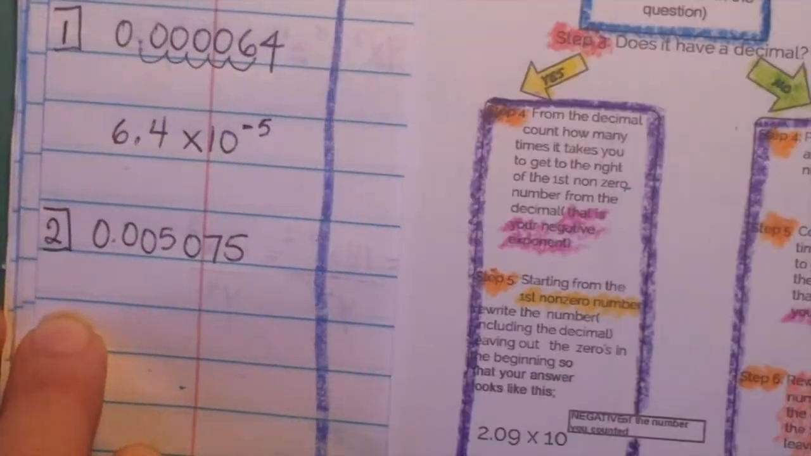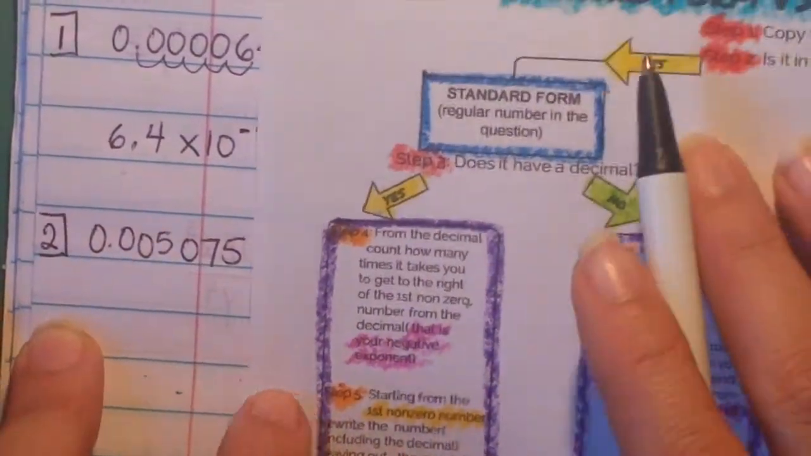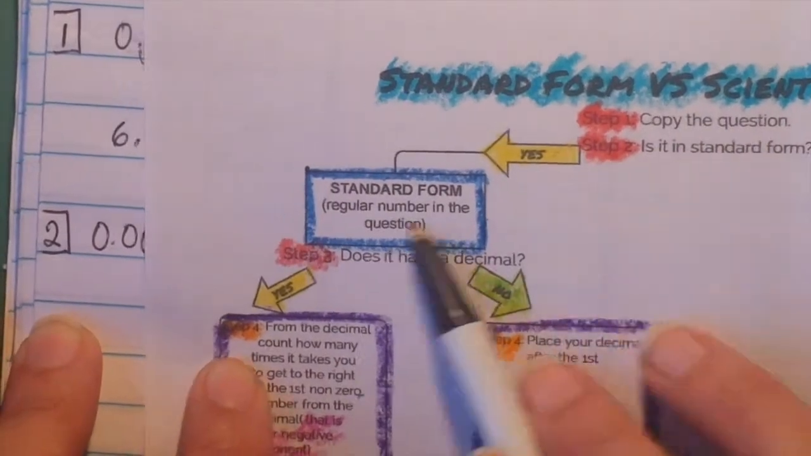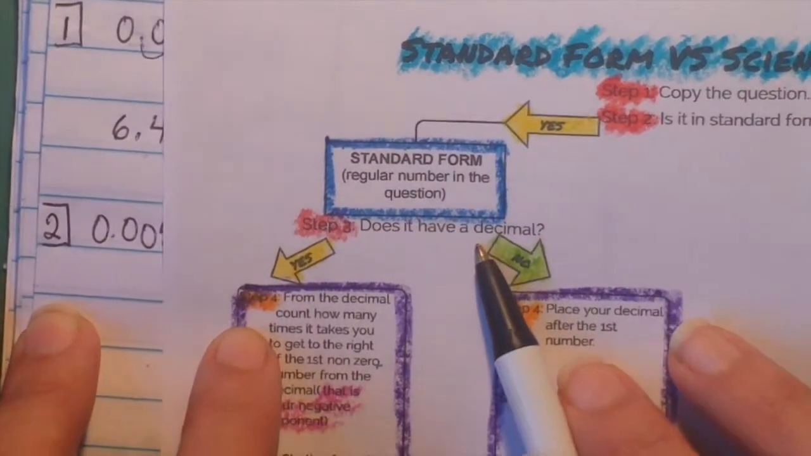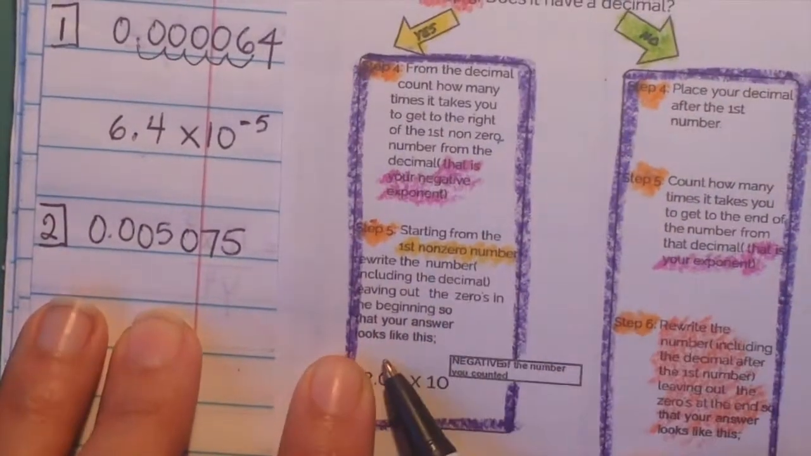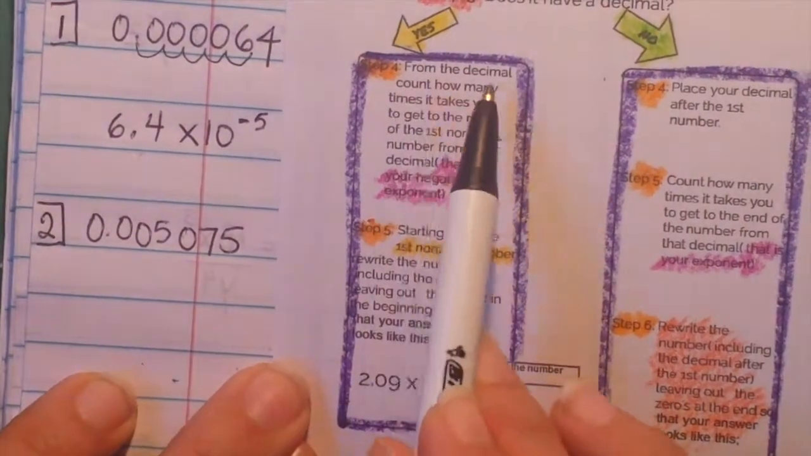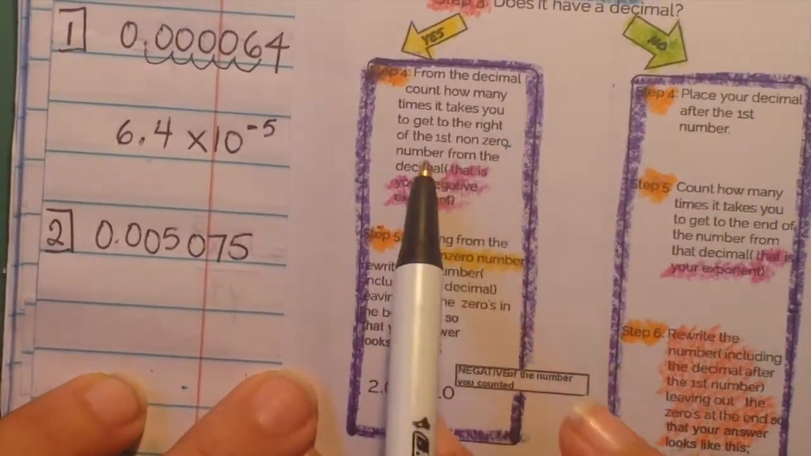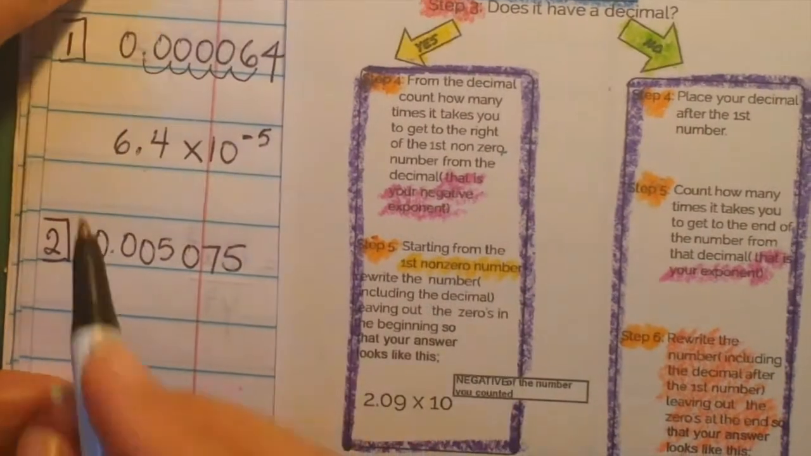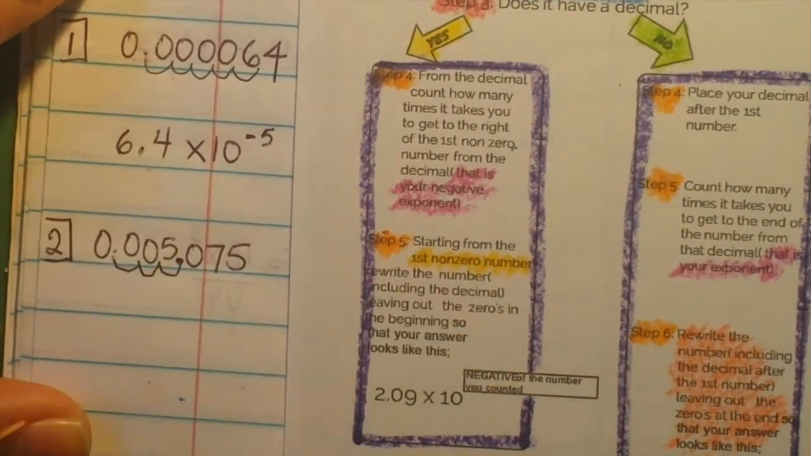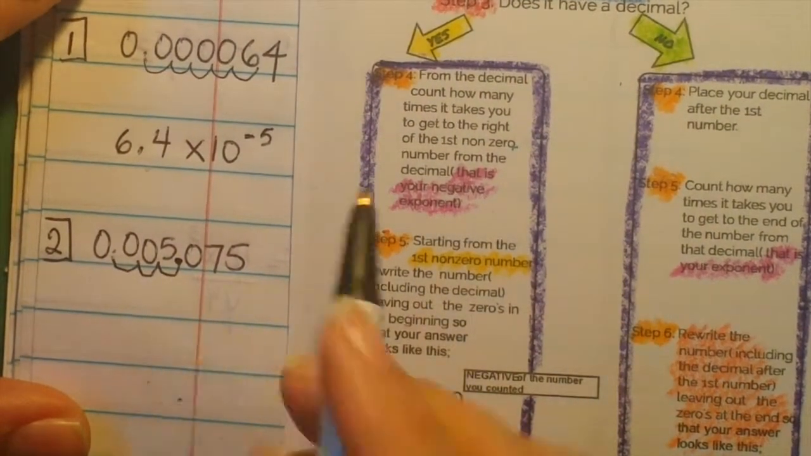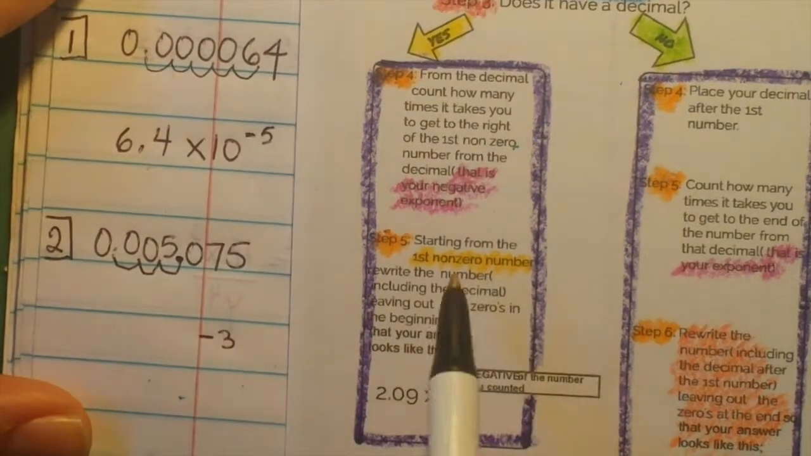0.005075. So again, we're just going to follow the steps. So the first one, is it in standard or scientific form? It's in standard because it's regular. Scientific will have times 10. Is it decimal? Yes, it is. So these are the steps. From the decimal, count how many times it takes to get to the right of the first non-zero number, and that's your negative exponent. So you see the 5, I took 3 times, so that's going to be negative 3.